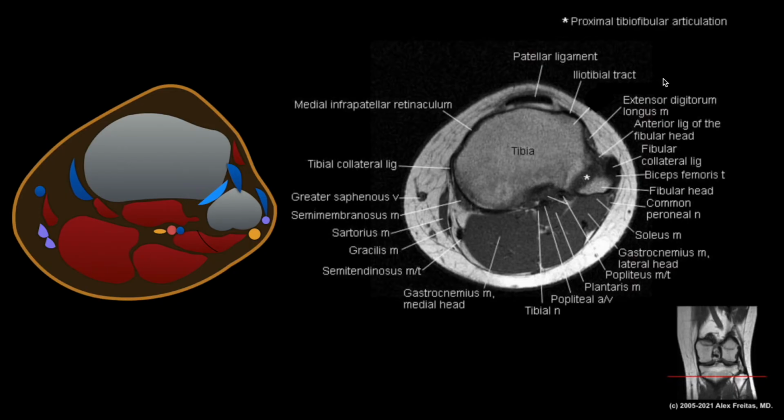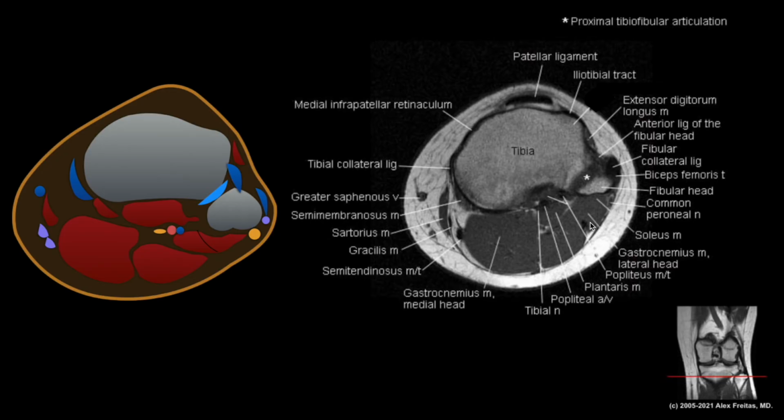Again, the schematic one and the one from the resource is here. This is the patellar ligament. And we can see the medial infrapatellar retinaculum here too, the tibia, and the fibula. And this is the articulation that connects the tibia to the fibula. And once again, we can see the same structures here: the great saphenous vein, the semimembranosus muscle, the semitendinosus one, the Sartorius muscle, and the gracilis muscle. Then moving on, it will be the gastrocnemius medial head and the gastrocnemius lateral head.